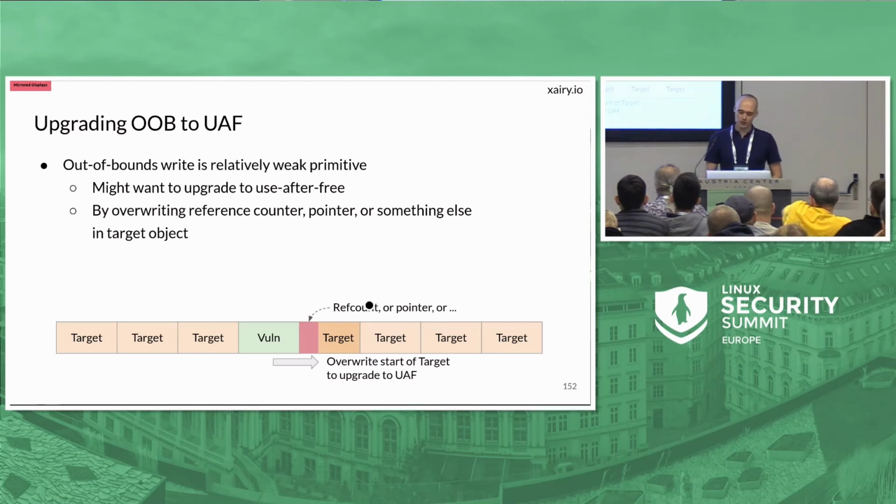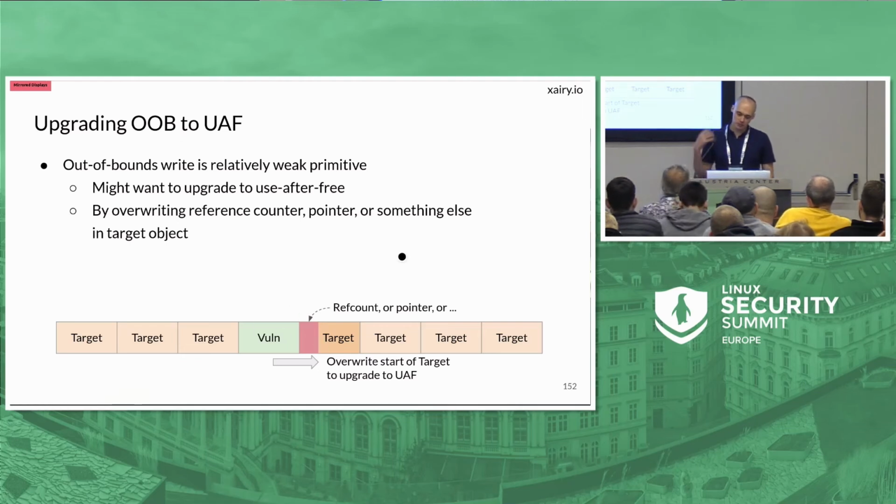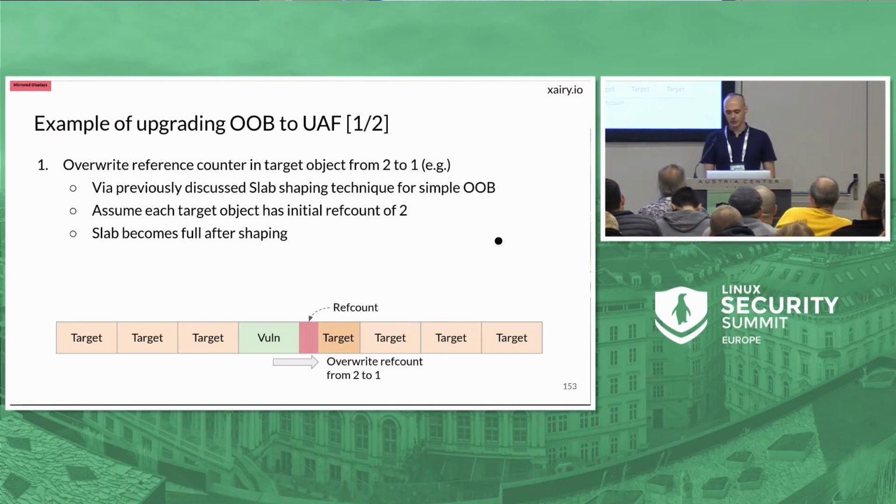And let's say we're using such a target object here that contains a ref counter or some kind of pointer that might get freed, or something else at the very beginning of the allocation. Let's say the ref count. So in this case, if we use our out of bounds bug to override the ref count of the object, it might be that we will be able to turn this into use after free. For example, we can decrease the ref count, and in this case, the target object can be freed before the kernel gets rid of all the references to it. And this is the case that we're going to discuss.